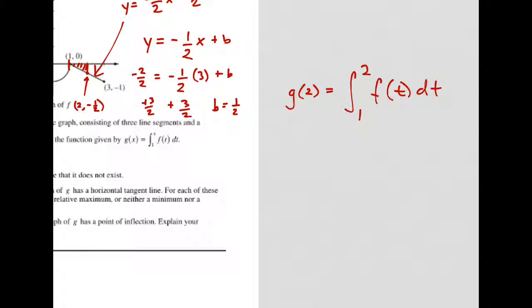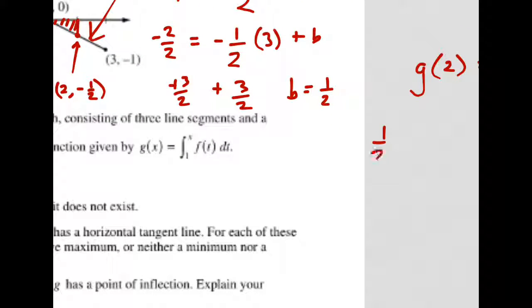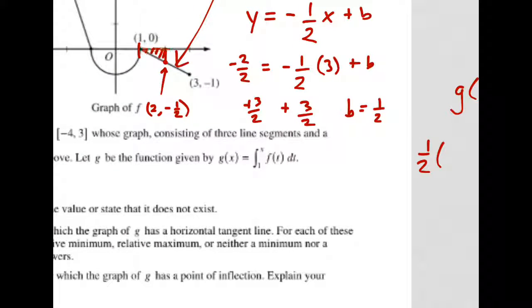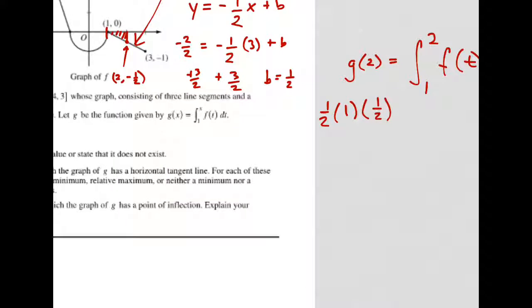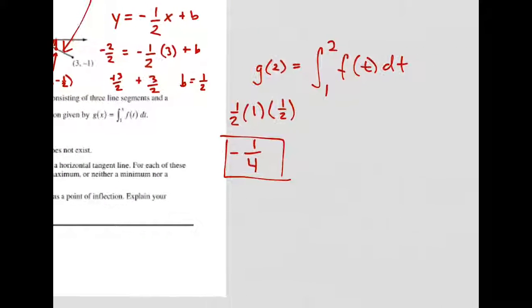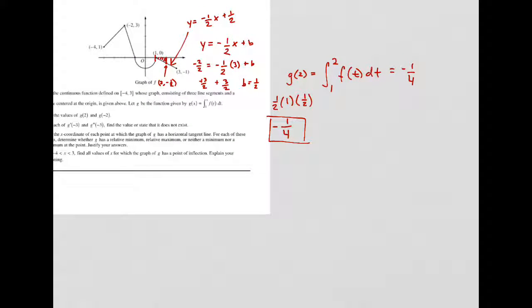Hoo-wee! This is pretty cool to me. Maybe not to you, because you're not a math teacher. Maybe it is cool to you, and you're still not a math teacher. So what do we have? We have 1/2 times the base, which is just 1, and times the height, which was 1/2. So that's 1/4. But I know what you're thinking: wait a minute, isn't it below the x-axis? So doesn't that make it negative? You're right. So that should be -1/4. That's the first answer. G of 2 equals -1/4.